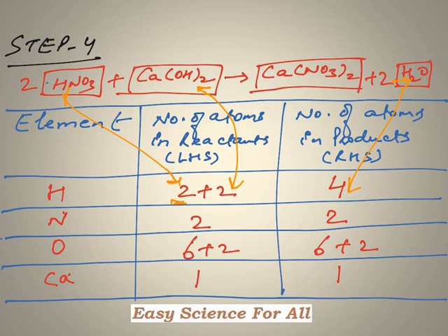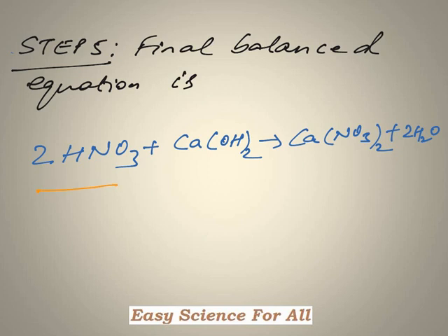Likewise, if we look at the nitrogen atoms, they have also got balanced. Why? Because 2 into this 1 nitrogen gives me 2 nitrogen, and here we already have 2 nitrogen. So simply by multiplying HNO3 by 2 and H2O by 2 on the product side, we have balanced both sides successfully. The final balanced equation can be written like this: 2HNO3 plus Ca(OH)2 gives Ca(NO3)2 plus 2H2O. That is, calcium nitrate and water are given as the products in this case.